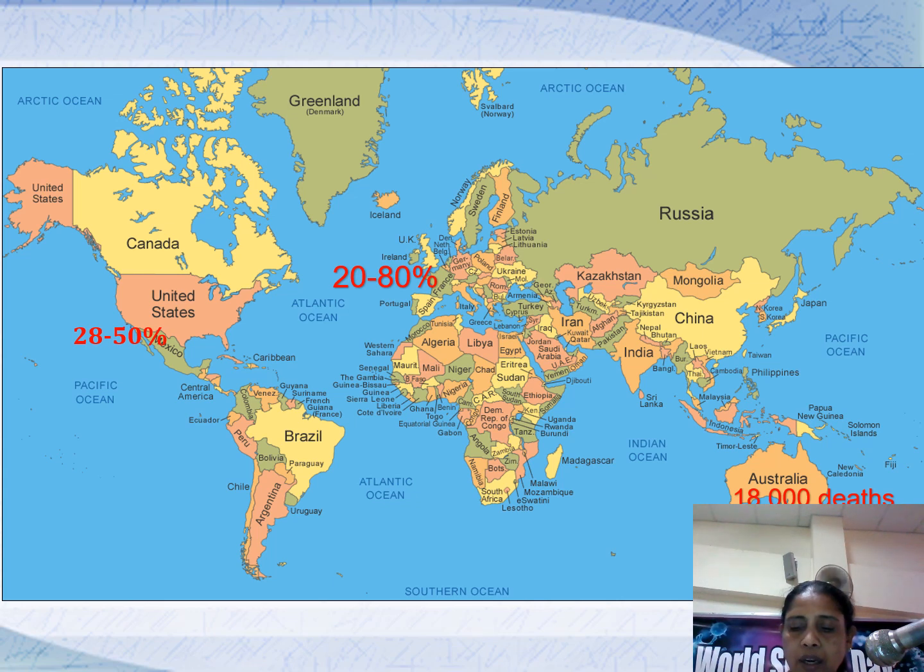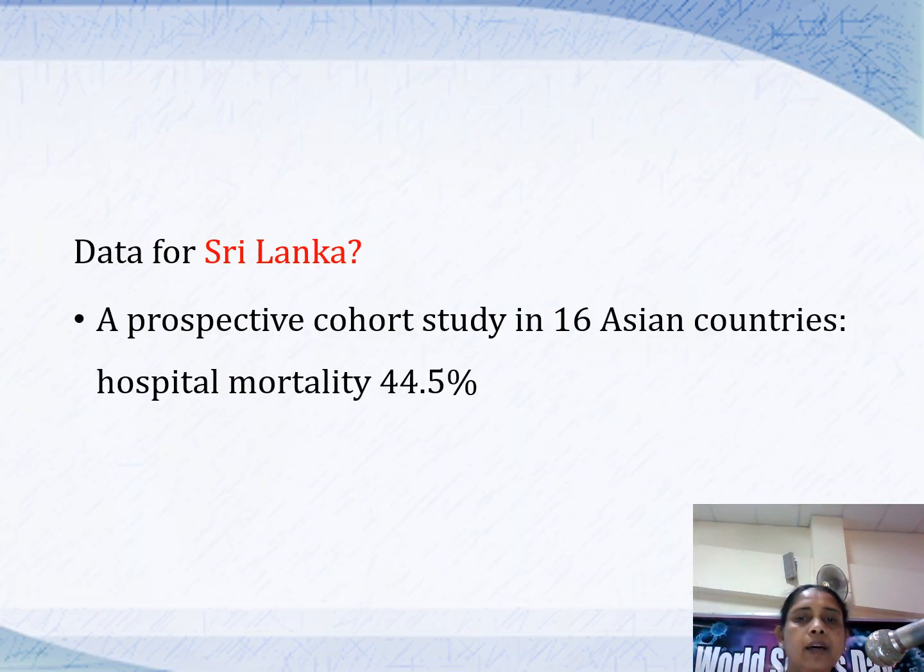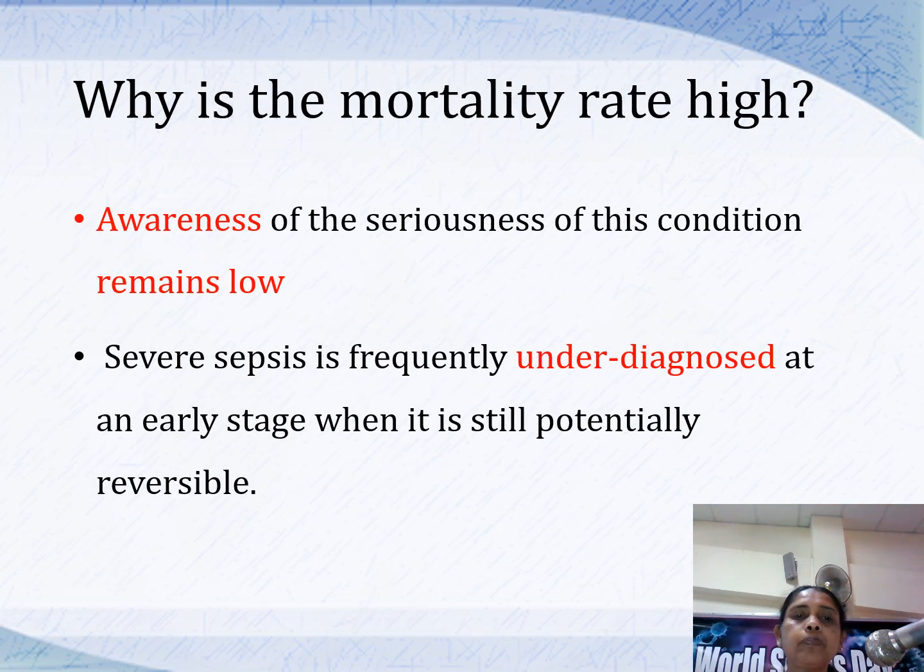In Sri Lanka, of course, we don't have any published data. There was a prospective cohort study carried out in 16 Asian countries where the hospital mortality rate was about 44.5%. So it's quite tallying with the other countries. So why is this mortality rate high, do you think?